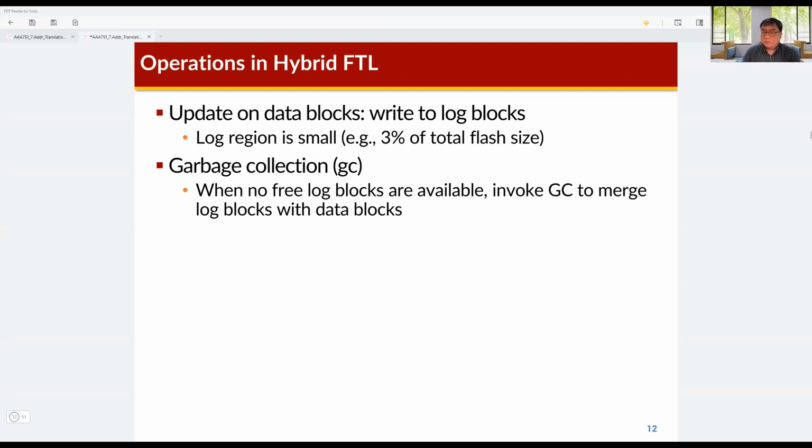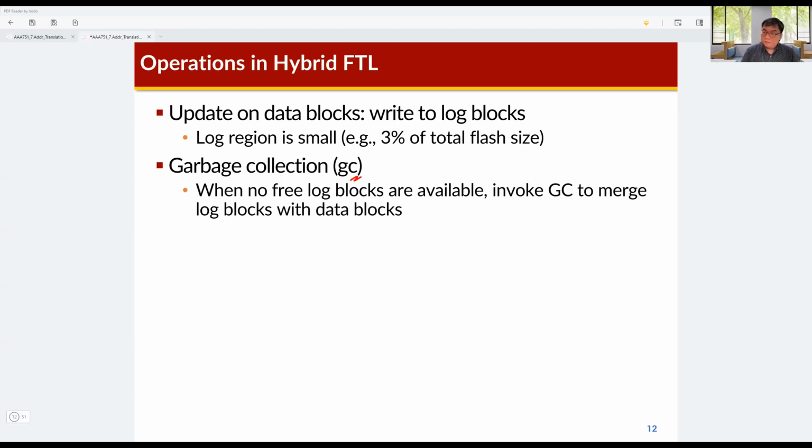Okay, but usually due to the cost issue, the SSD cannot assign large log blocks in the flash memory. So usually the log block is 3% of the total flash size. So if the log block is full, then we need to perform the merge operation. Then as we learned, these merge operations require many erase operations or many write operations. So that is the problem of hybrid FTL. This operation is called garbage collection.